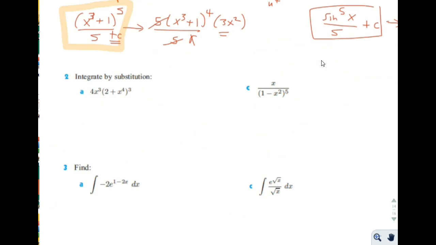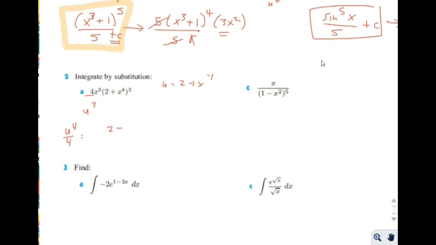Now they're not giving us the u, but you can kind of tell what the u is going to be. Do you see that it looks like a big power rule here? Just ignore this for now. So let's say that u is equal to 2 plus x to the fourth. So then what we see here looks like u to the third, right? So the integral of u to the third would be u to the fourth over 4. So let's try that out.